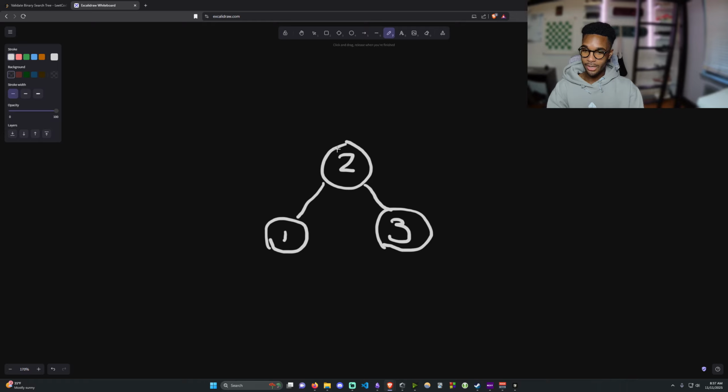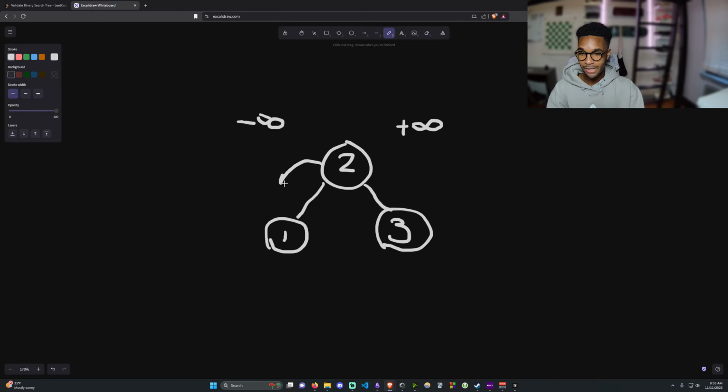So let's pretend we don't see these two child nodes and we just have the 2 here. What determines if this node is valid? It has to be between negative infinity and positive infinity. Any natural number will be a valid node to put in a binary search tree for the first node because it's not comparing to anything.